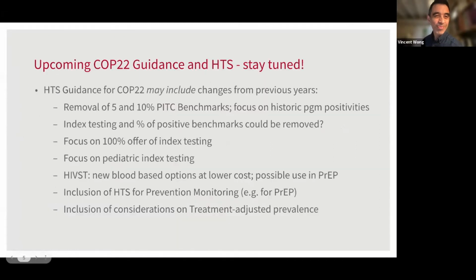Next slide, please. Okay, so just some points for COP22 guidance that you want to stay attuned to. These may change, but for the moment, there are some shifts. We're taking out the 5 and 10% PITC benchmarks, and there's really going to be more of a focus on local data, local positivities, local gaps in diagnostic rates, treatment-adjusted prevalence, and other areas that are going to feed into your PITC positivities. We're looking at removing the benchmarks around percent of positives for index, focusing again on 100% offer, focusing on pediatric index, and considerations around new blood-based options for HIV self-testing and their use in different areas and different programs, including PrEP.